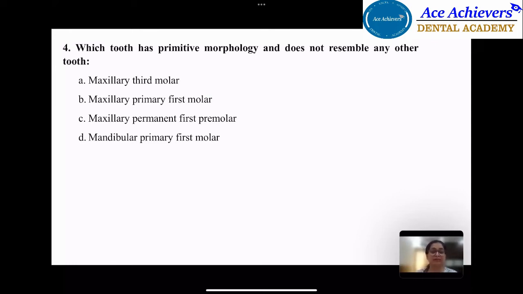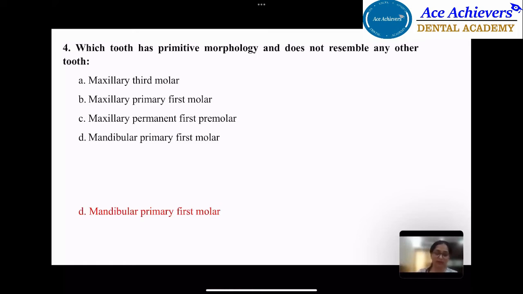As I've already told you, the mandibular primary first molar has a primitive morphology and does not resemble any other tooth. So here the correct answer will be mandibular primary first molar.